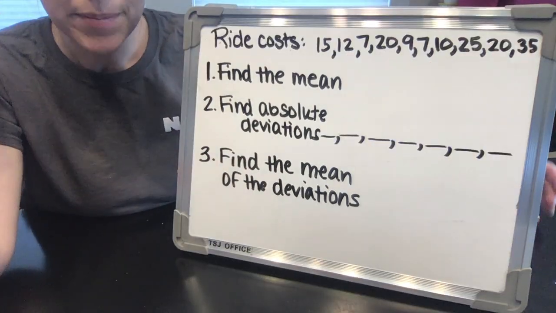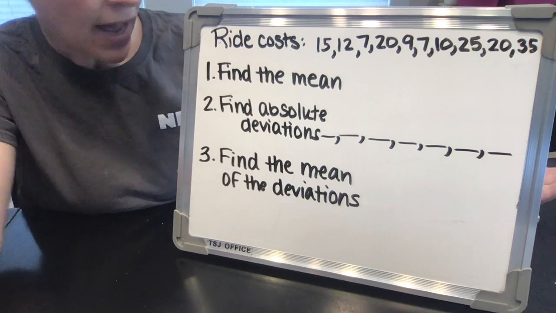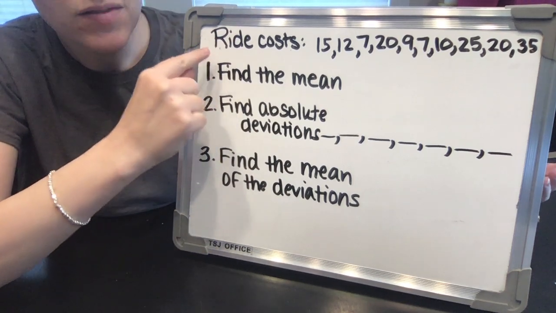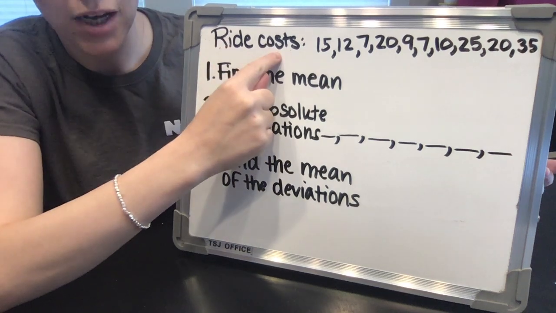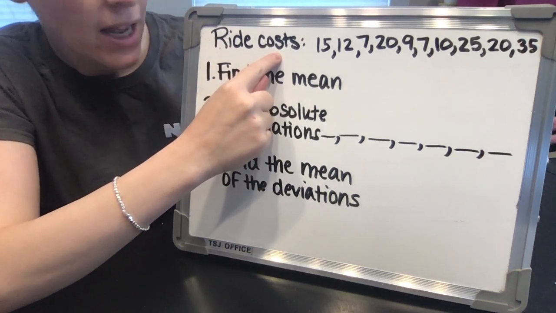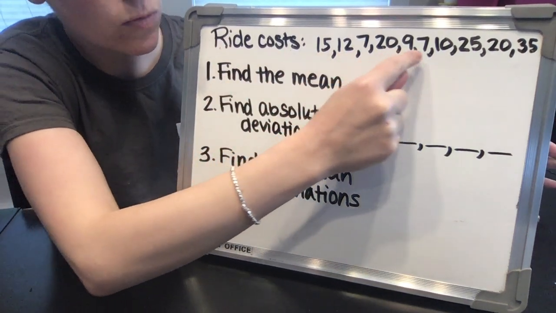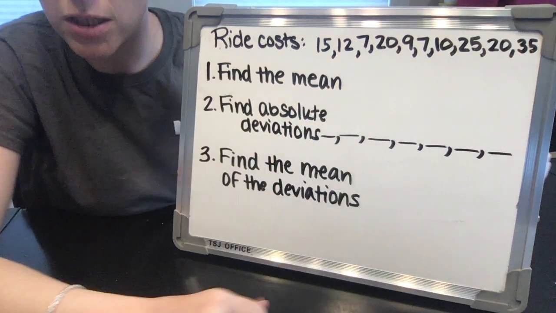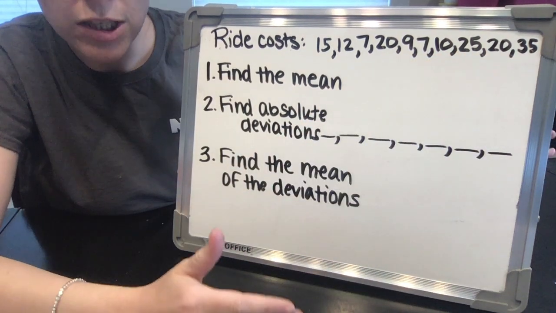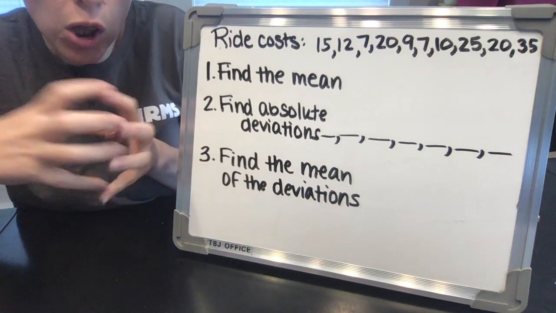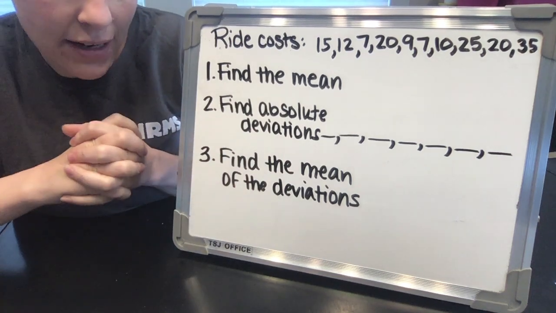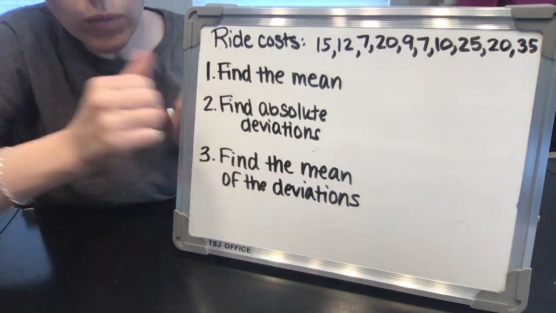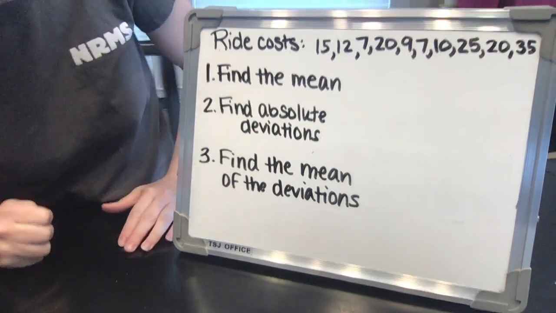Next, we're going to try mean absolute deviation with another set of data. So what I've done is I've made a set of data that represents the ride cost. So I'm at an amusement park, and this is the cost to go on each ride at that particular amusement park. And what we want to do is find how close or far apart our data is using the mean absolute deviation. We want to know how far away these pieces of data are.